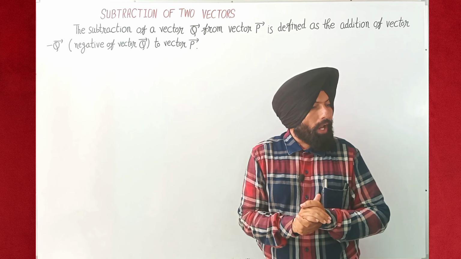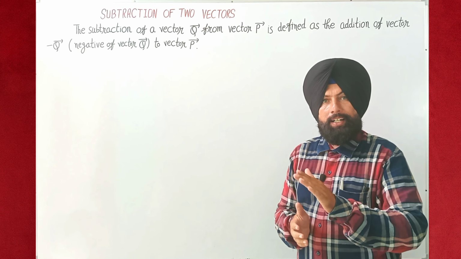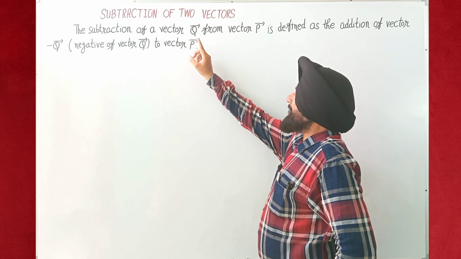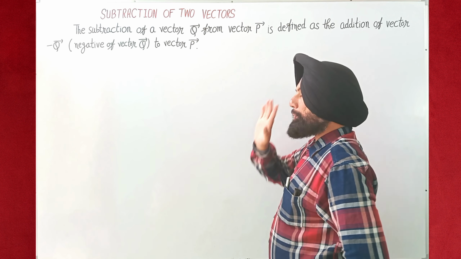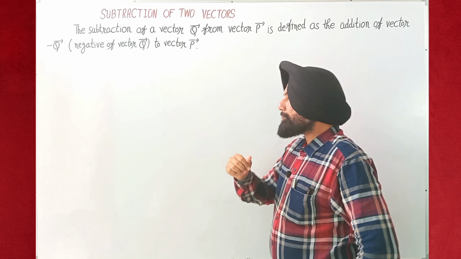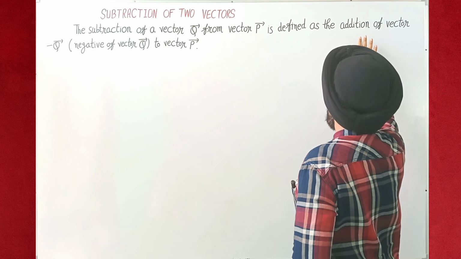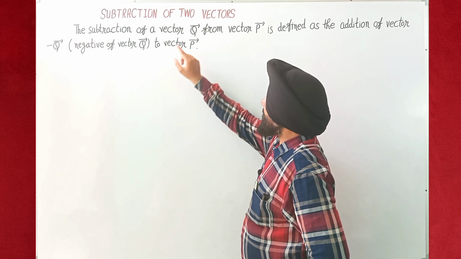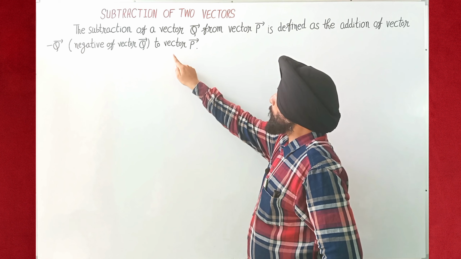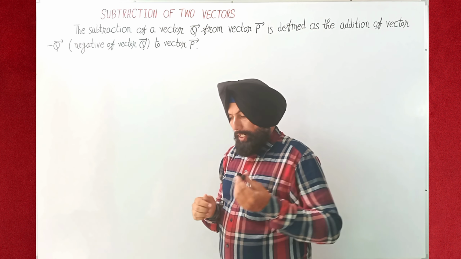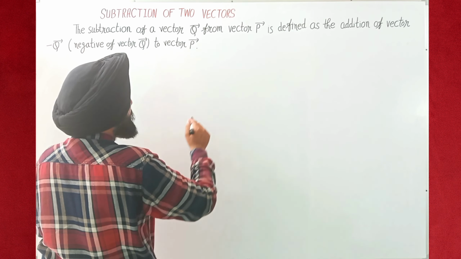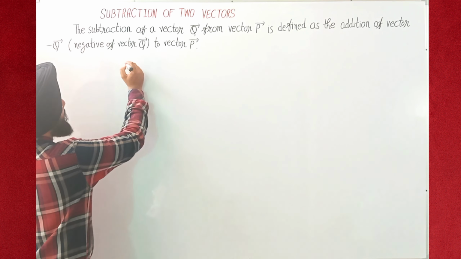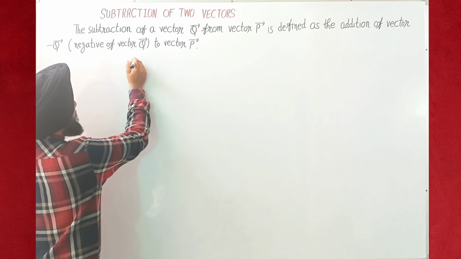We have two vectors, one is p and second is a q vector. Now we are subtracting vector q from vector p. How is it defined? It is defined as the addition of vector minus q, meaning negative of vector q, to vector p. Thus, according to the definition, we have vector p.